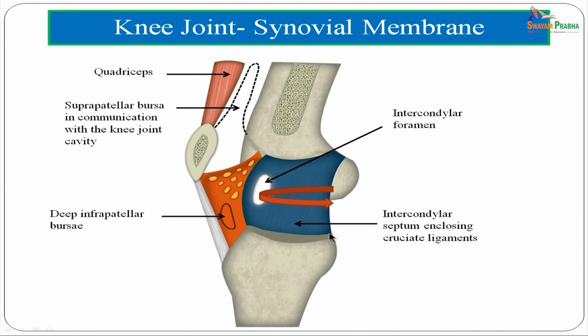This picture shows this double-layered fold of synovial membrane extending forwards. This is the intercondylar septum. This is the anterior gap in the intercondylar septum, and this is called the intercondylar foramen.